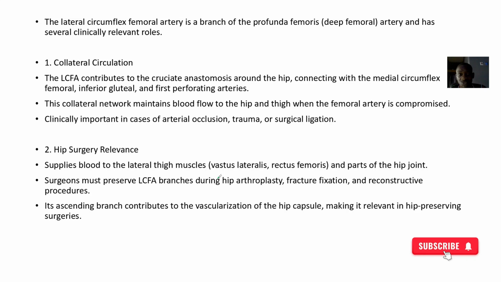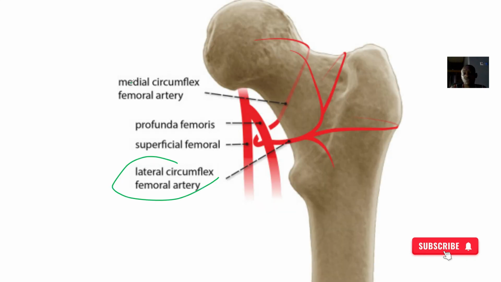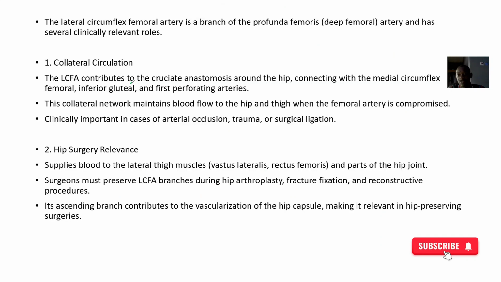So the clinical importance includes collateral circulation. It gives up a lot of branches, and these branches connect with other arteries around that region, making sure that the blood supply is maintained, even if maybe there is injury or there's a cut and all of that. So collateral circulation, it contributes to the cruciate anastomosis around the hip. It connects to the medial circumflex femoral, the inferior gluteal, and the first perforating arteries. As it is connecting with other arteries around that region, it maintains the blood flow there in the hip and the thigh. So it's very important in cases of arterial occlusion and trauma.